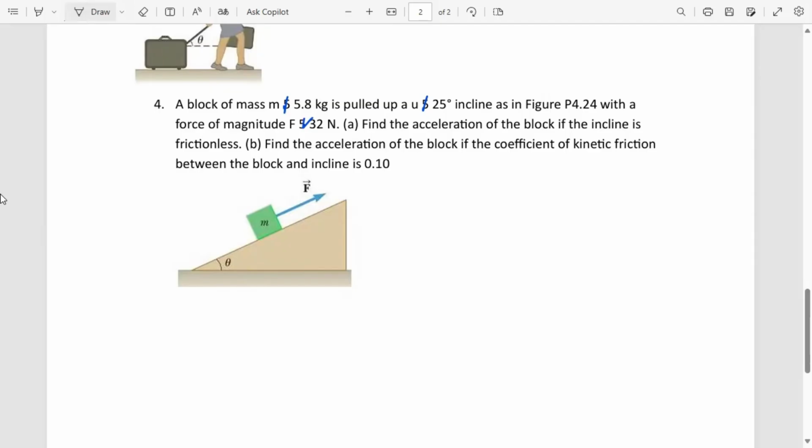Find the acceleration of the block if the incline is frictionless. And question B, find the acceleration of the block if the coefficient of kinetic friction between the block and the incline is 0.10.